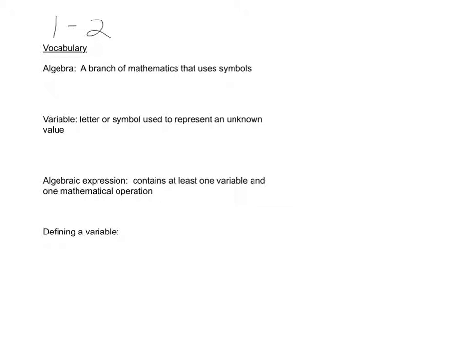We're going to start this flipped classroom with section 1-2, variables and expressions. So to start off with, we have a couple vocabulary words I want you to know. The first vocabulary word is algebra. Algebra is simply just a branch of mathematics that uses symbols.